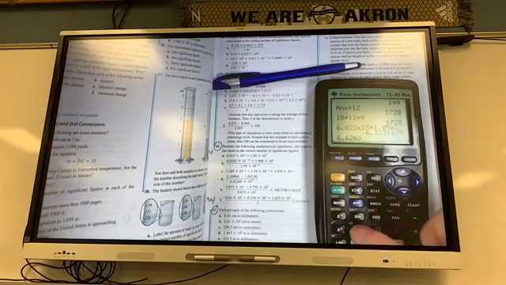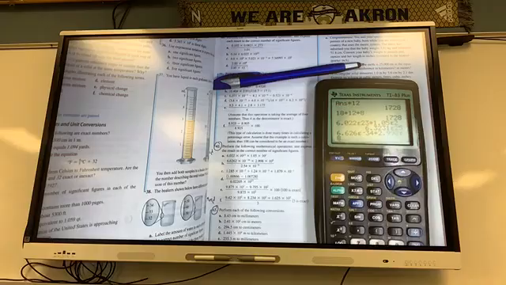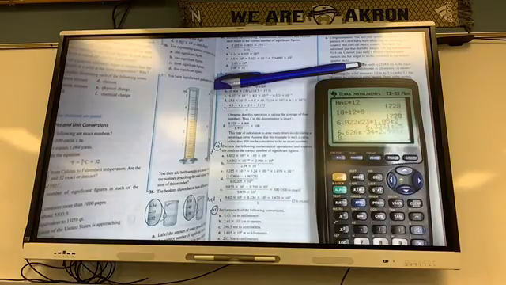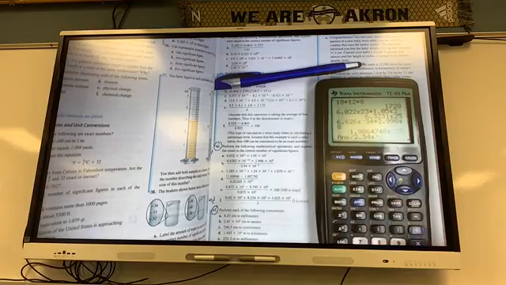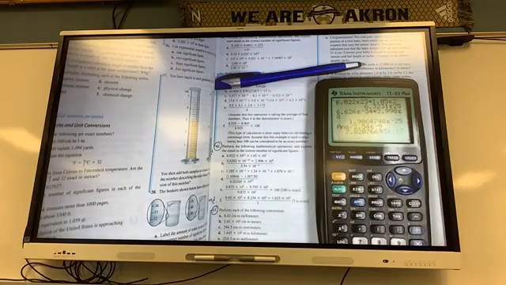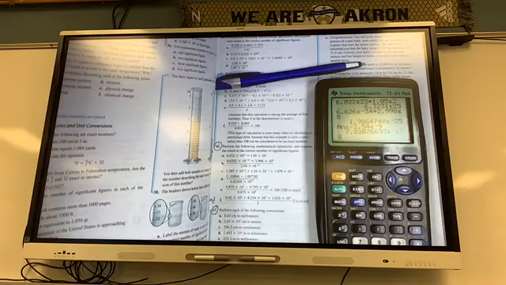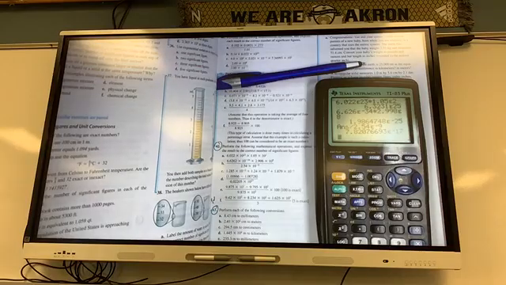6.626 EE negative 34 times 2.998 EE 8. It's funny because that's Planck's constant and that's the speed of light, which you guys would probably not know. Divided by 2.54 EE negative 9. So I'm looking for 3 sig digs. That gives me 7.82 times 10 to the negative 17th. That is what the book had. You want to keep going, Clara, or are you good on this? I'm good. Thank you. Okay, cool.